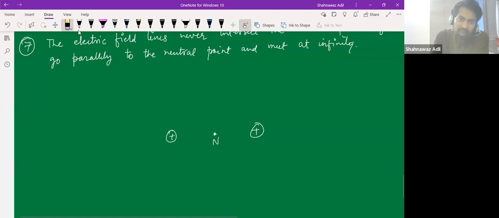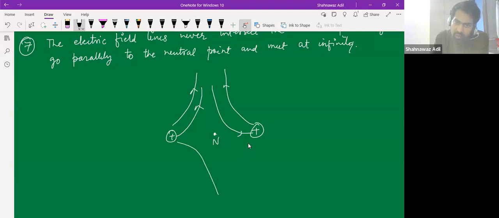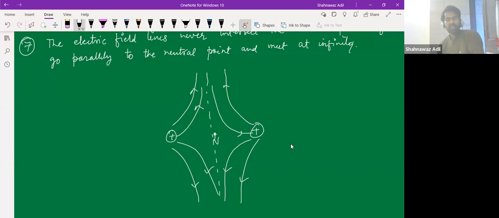Yes, sir. So at the neutral point, the electric field lines will never intersect. They will go parallelly and they will meet like this. From here they will go like this. So this is due to this neutral point, right? They will try to meet in infinity. Is this point clear?